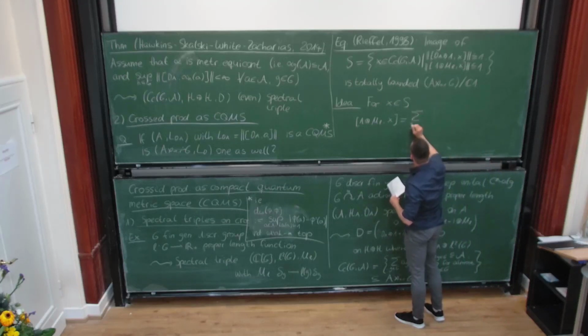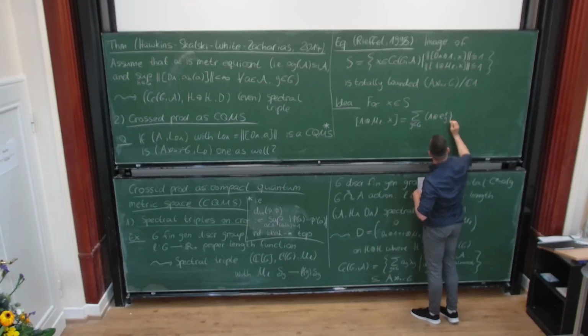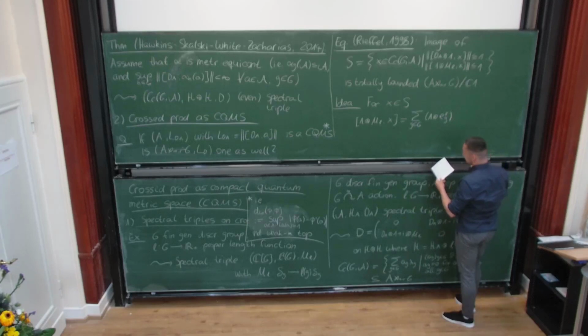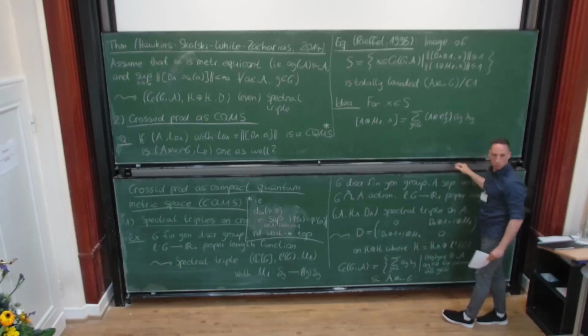Then we can rewrite the commutator in the following way. So we have one tensor phi_GL, I'll tell you in a second what this phi_GL is, times the coefficient a_g times the left regular representation operator lambda_g.